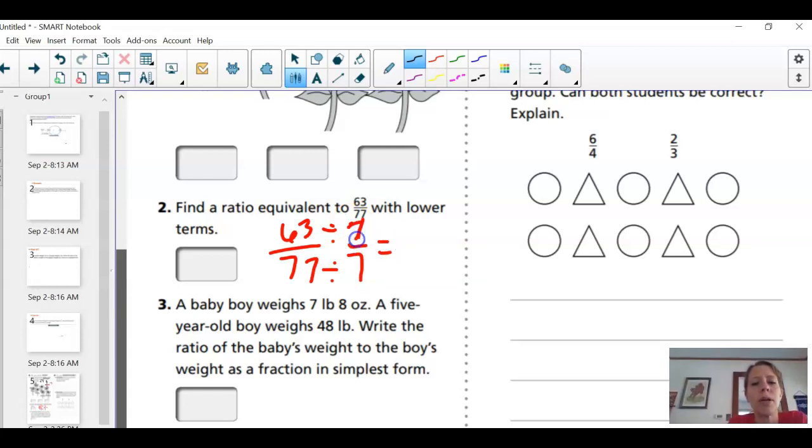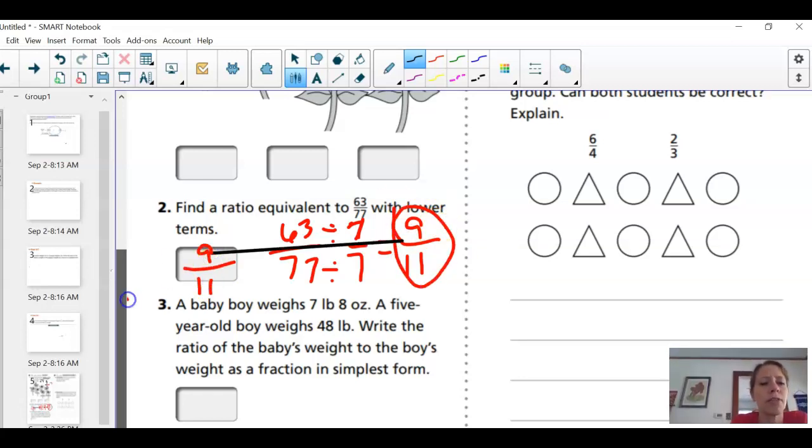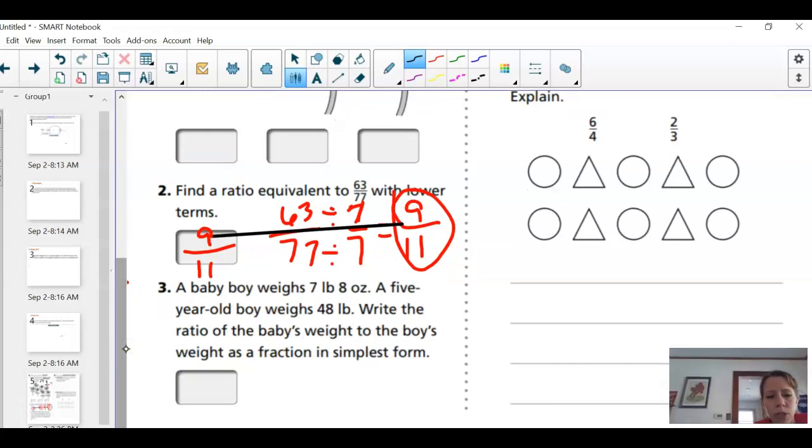Remember, when I divide by the same number, it's like dividing by 1. 7 sevenths is equivalent to 1. 63 divided by 7 is 9. 77 divided by 7 is 11. They can't be divided further because they have no common factors, so that would be 9/11. The next one's a little bit trickier.